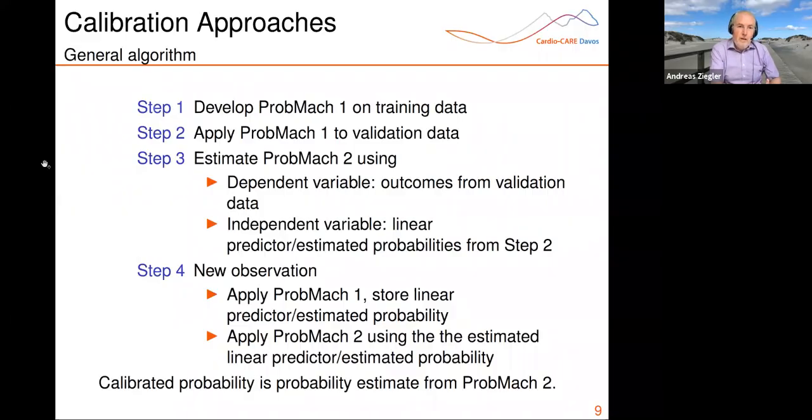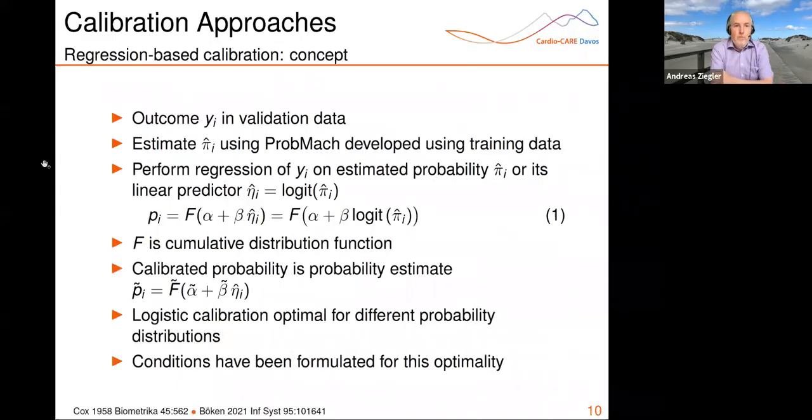And this very general algorithm already makes clear that you can use a whole bunch of different approaches for calibration. And the traditional approach, of course, is regression-based calibration. In this case, this goes back to Sir David Cox in the late 50s, and that's a paper in Biometrika. So it's a very old concept. So you use your outcome yi in the validation data. You have estimated your probability using probability machine 1, or just the probability machine from the training data.